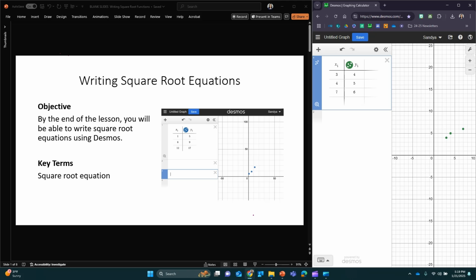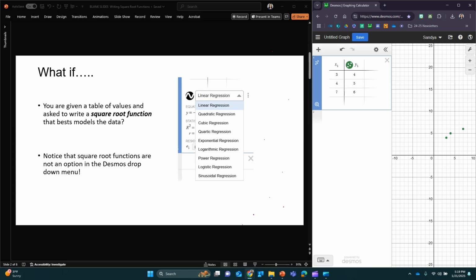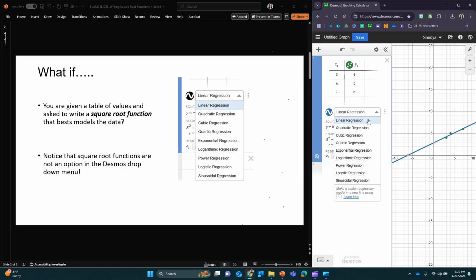In this video, we're going to talk about how to write square root equations using Desmos. So what if you're given a table of values and asked to write a square root function that best models your data? So you can see here in Desmos, I've entered a table of values, and if I go ahead and click Add Regression, notice that square root regression is not available to me in this drop-down menu.